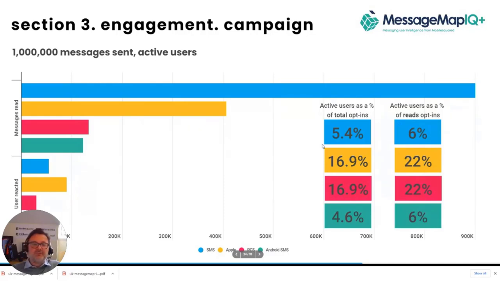So from the original starting point, it's about 5.4% of those 1 million SMS users, and about 17% of those rich messaging users. But when you look at that in isolation, in terms of who has actually opened and then continued their journey within that engagement, that figure is typically about 6% in SMS, and about 22% in rich messaging.